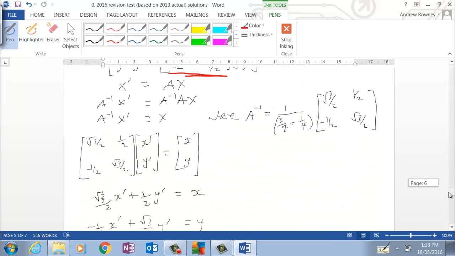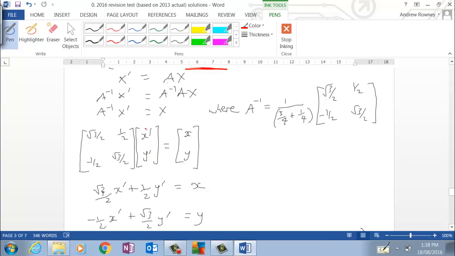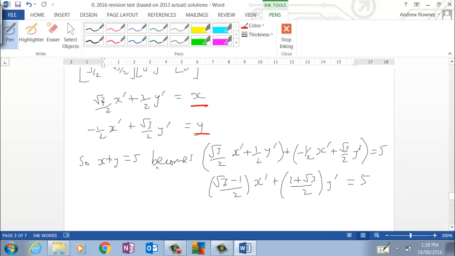So to get the old x values we need to pre-multiply by the inverse. Here's the inverse over here. Pre-multiplied, we get our old x and y values, and we plug them into the x plus y equals 5 formula, and so we get our new equation. So this is now being rotated.